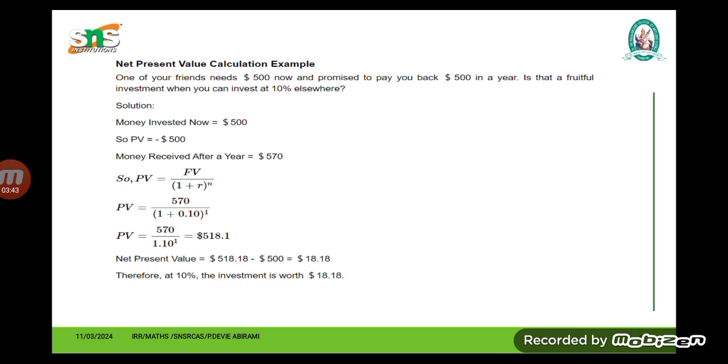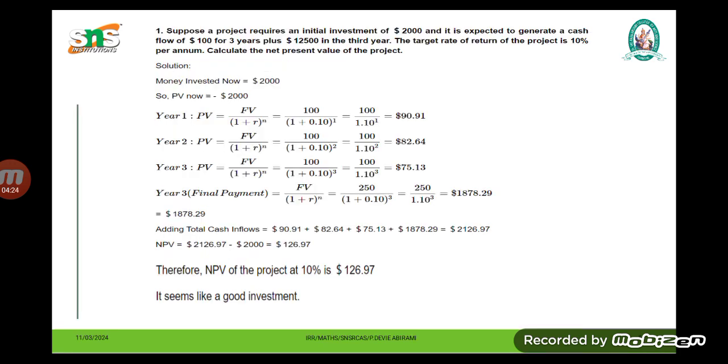So my net present value formula is FV divided by (1 plus R) to the power n. FV means the money received in the future. So 570 divided by (1 plus 0.10), as my interest is 10%, for a period of 1 year, so to the power 1. If I solve this, I will get the answer as 518.18. I subtract this from the initial investment of 500, so I will get a profit worth 18.18 at 10% interest. This is how we calculate our net present value.